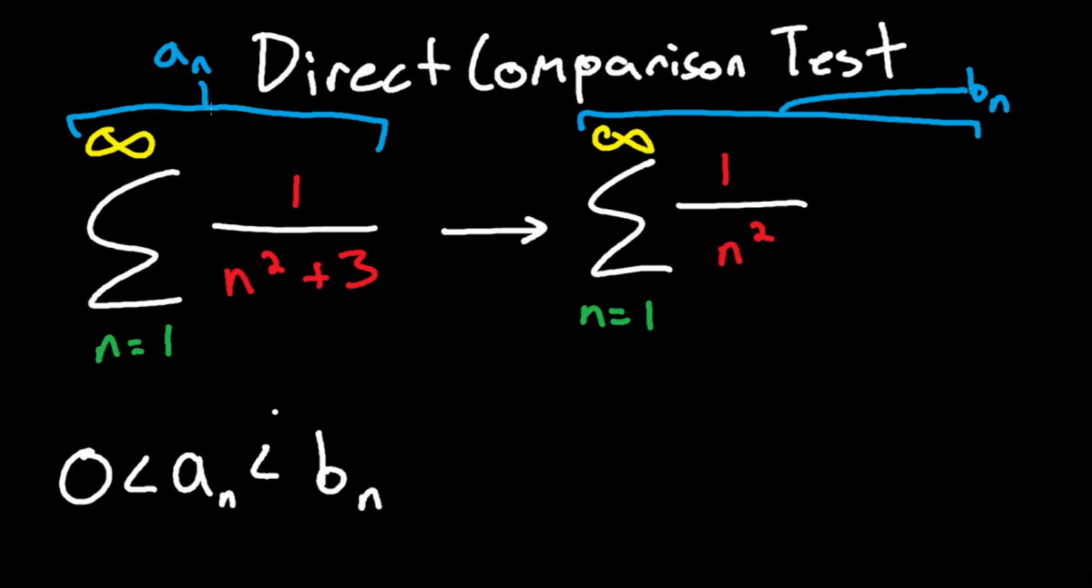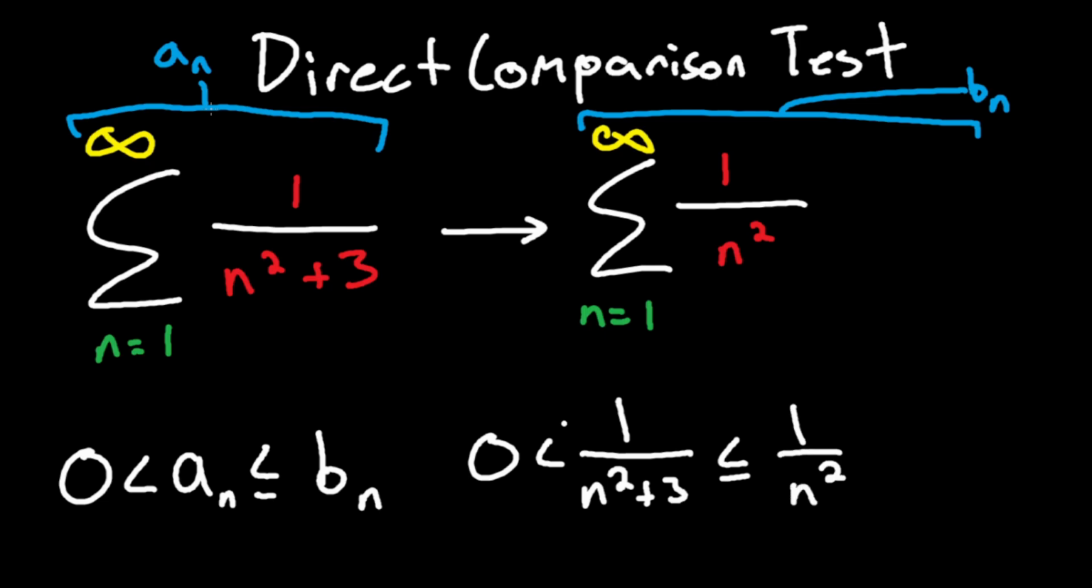And b of n must be greater than a of n. All right, so what do I mean by this? Well, if we take a look at our series, a of n, 1 over n squared plus 3, is less than or equal to, technically, 1 over n squared, which is b of n, greater than a of n.